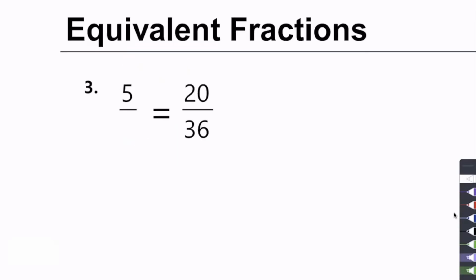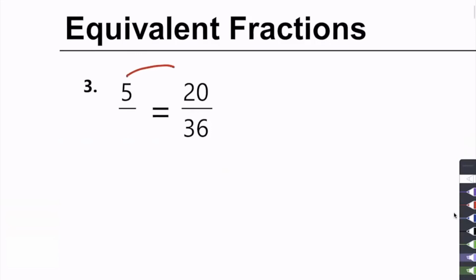In this example, my missing number is on the left-hand side. And I have 2 numerators. So I'm going to use that as my clue. So 5 times what gives me 20? 5 times 4. Something times 4 gives me 36, and the answer is 9.